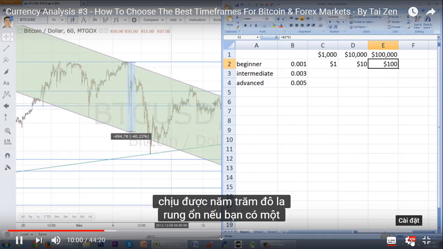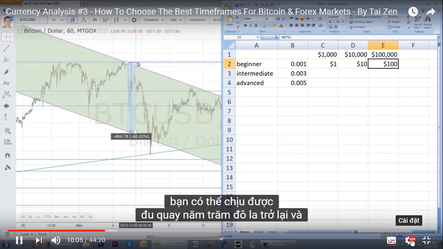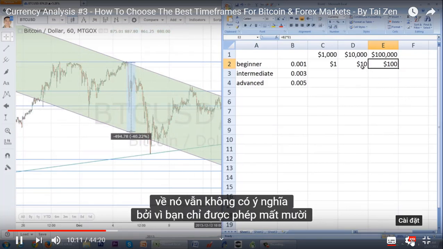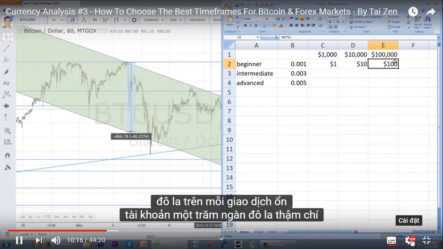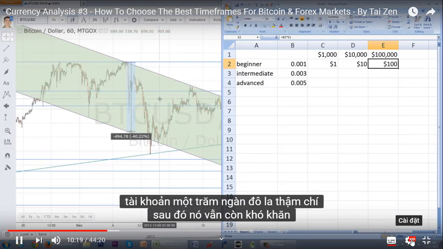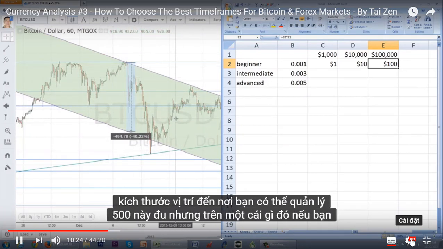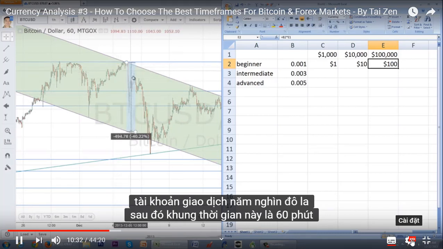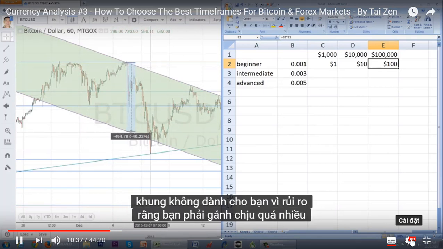If you have a $10,000 account, even though you can withstand the $500 swings back and forth, it still does not make sense because you're only allowed to lose $10 on each trade. On a $100,000 account, even then it's still kind of tough. There are ways that you can reduce the position size to where you can manage this $500 swing. But if you only have a $1,000 or $5,000 trading account, then this 60-minute time frame is not for you, because the risk that you have to incur is way too much.